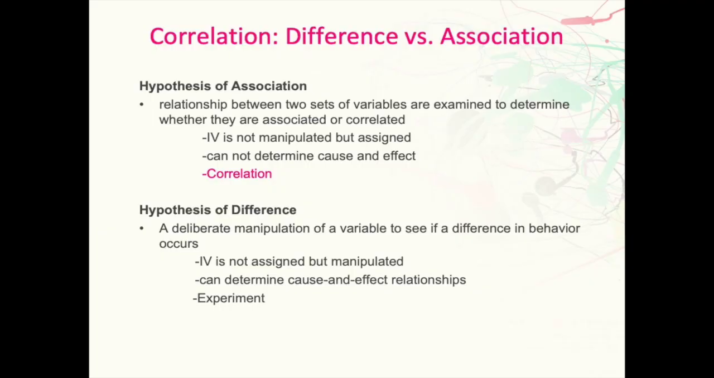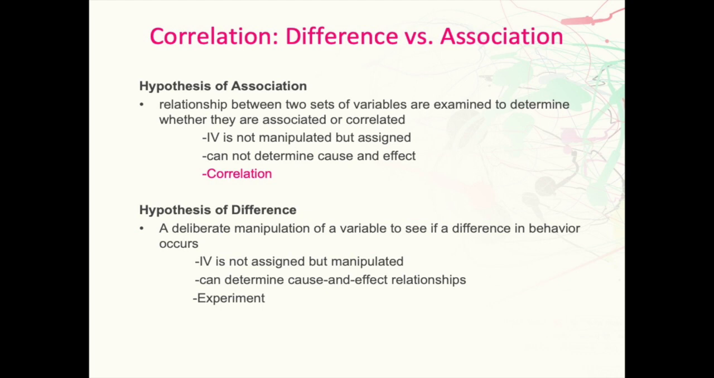So another thing to remember about hypotheses of association is that when we do correlational research on them, the research is post facto, meaning it's after the fact or after the IV has already occurred. So with hypotheses of association, the independent variable is not manipulated by the researcher, but instead it is assigned. What that means is the participants come to our study already containing the variables that we're looking to study. So if they are people who suffer from anger issues, we're not doing anything to manipulate their situation to invoke anger.